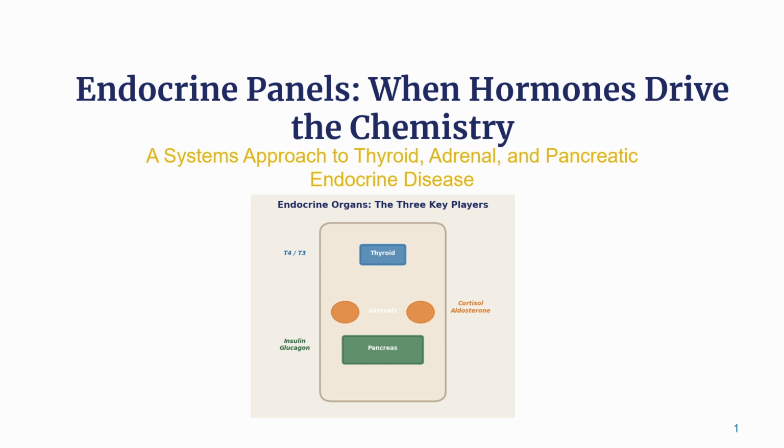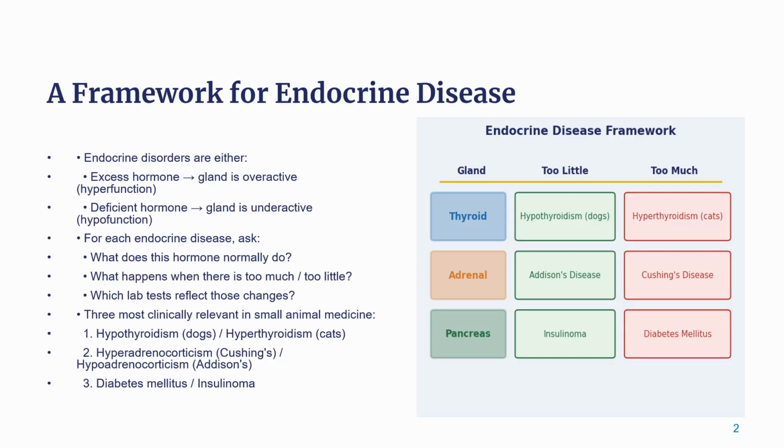That's the systems approach. Every endocrine disorder fits into one of two categories. The gland is making too much hormone or too little. And here's the beautiful thing. If you know what a hormone does normally, you can reason through what the disease will look like on the lab panel. Cortisol promotes glucose production, suppresses immunity, and retains sodium. So Cushing's disease with excess cortisol gives you hyperglycemia, a stress leukogram, and sodium retention. Predict the lab pattern from the hormone's normal function, and you'll never need to memorize endocrine disease again.